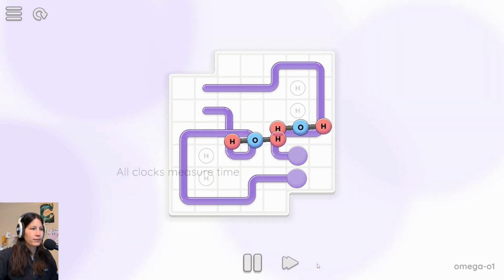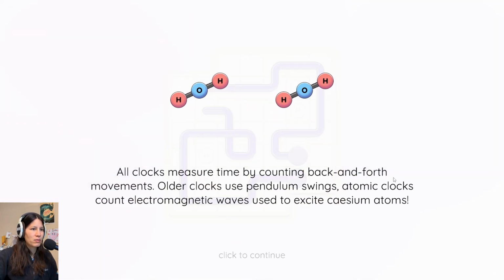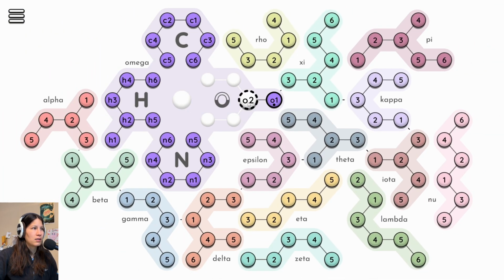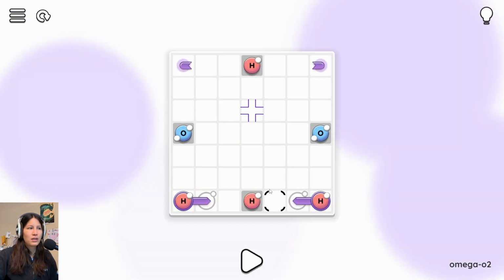Yay! All clocks measure time by counting back and forth movements. Older clocks use pendulum swings. Automatic clocks count electromagnetic waves used to excite cesium atoms. Yay. Alright, O2.